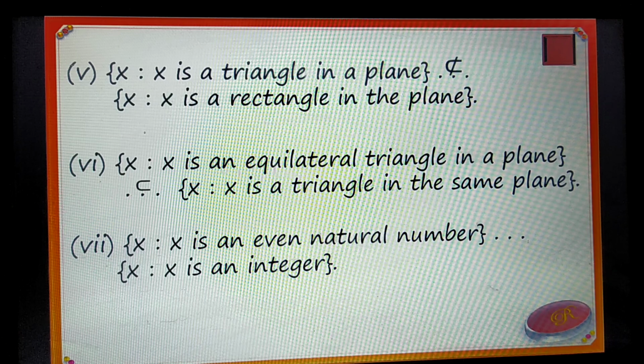Number 7. Set of all x such that x is an even natural number, dash, set of all x such that x is an integer. Solution. First set is a subset of second set.